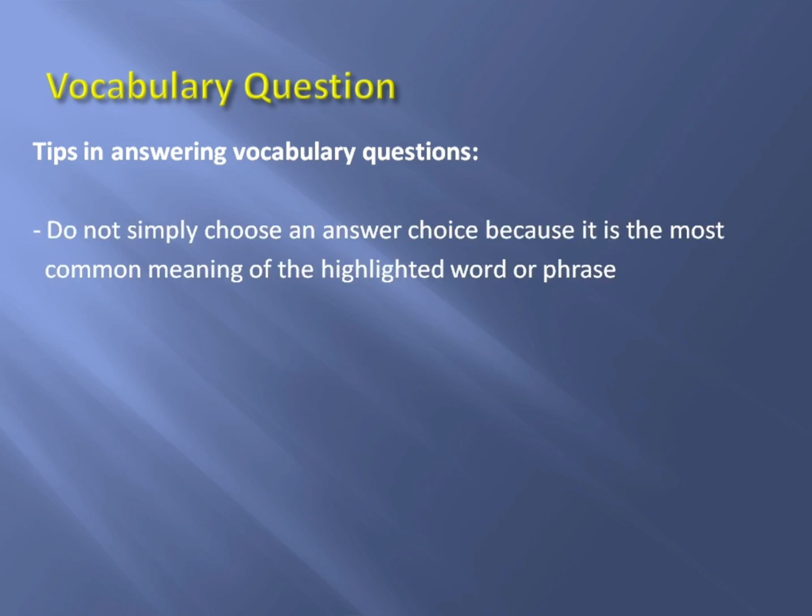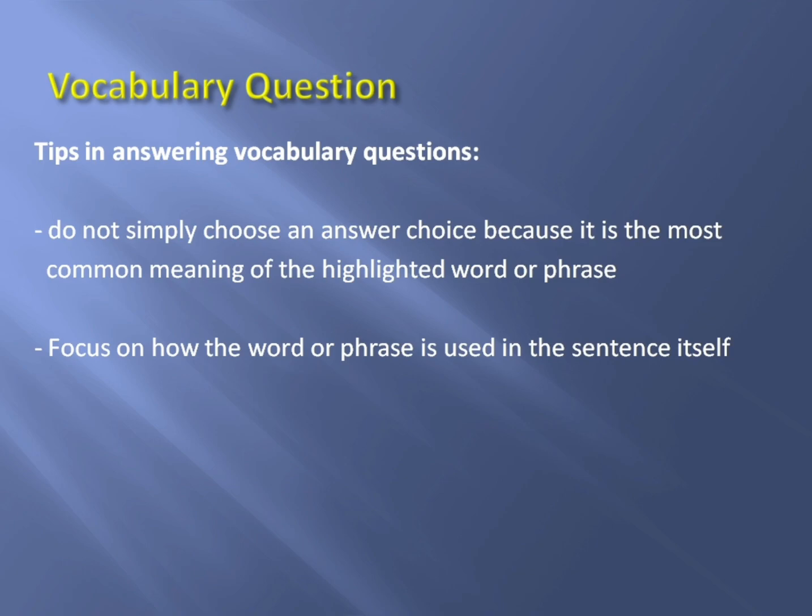The first one is, do not just choose an answer choice simply because it is the most common meaning of the highlighted word. Remember that English words or phrases have multiple meanings. The most common meaning of the word or phrase is not always the correct answer. For the next tip, always focus on how the word is used in the sentence itself. By doing so, you might be able to eliminate choices that are not similar in form as the highlighted word. For instance, if the highlighted word is used as a noun, you may cross out from the choices the ones that are not nouns. Now it'll be easier to solve the question.